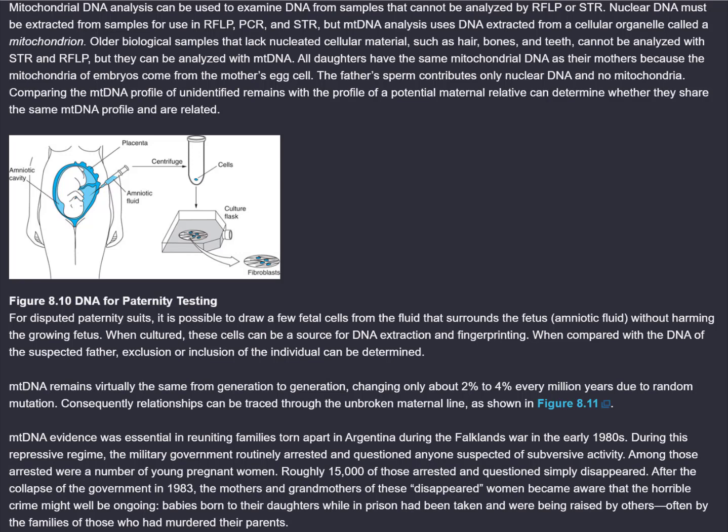All daughters have the same mitochondrial DNA as their mothers because the mitochondria of embryos come from the mother's egg cell. The father's sperm contributes only nuclear DNA and no mitochondria. Comparing the mtDNA profile of unidentified remains with the profile of a potential maternal relative can determine whether they share the same mtDNA profile and are related.